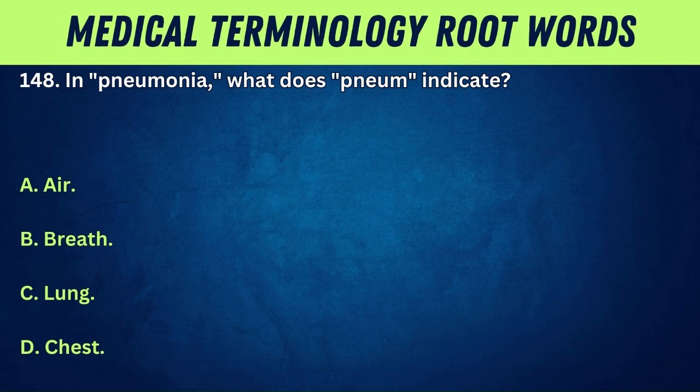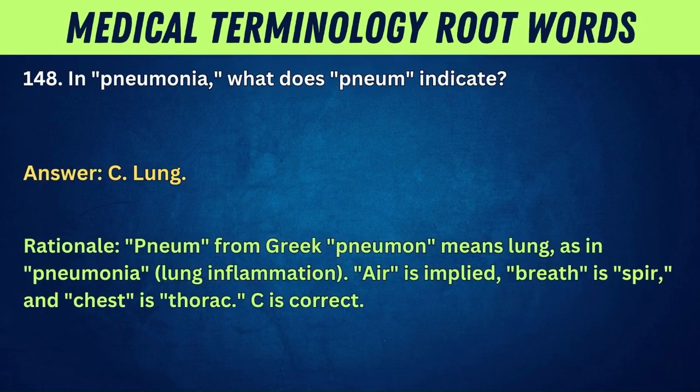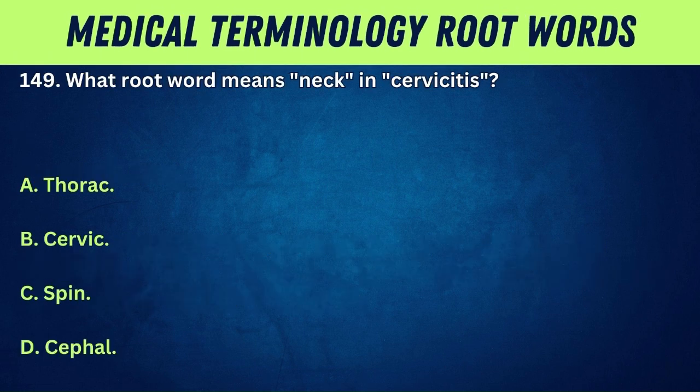A. Air. B. Breath. C. Lung. D. Chest. Answer: C. Lung. Rationale: num from Greek pneumon means lung, as in pneumonia, lung inflammation. Air is implied, breath is spir, and chest is thorax. C is correct. 149. What root word means neck in cervicitis?